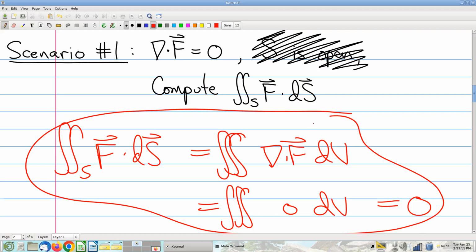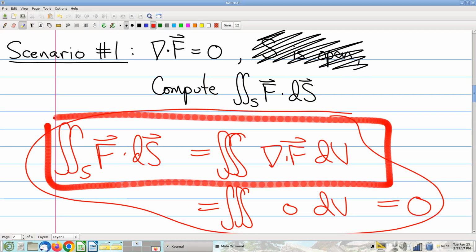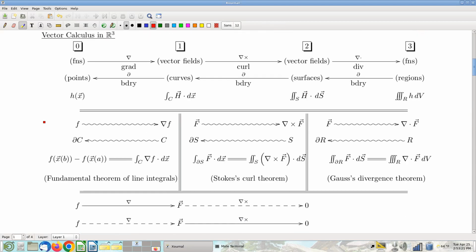Now, why is this wrong? Well, students, of course, are thinking to themselves as they're writing this down, hey, I'm applying the divergence theorem. What's wrong with that? Well, here's the divergence theorem, on our usual diagram. Very importantly, notice, to apply the divergence theorem, the surface has to be a boundary.